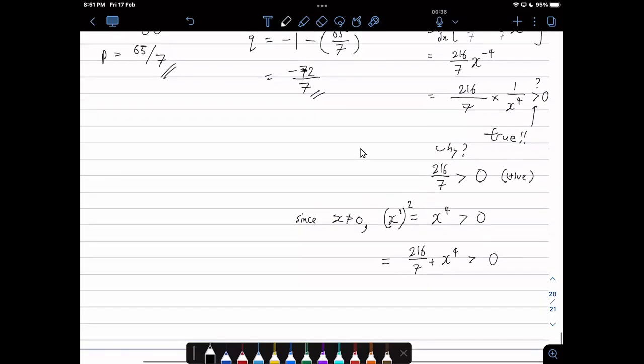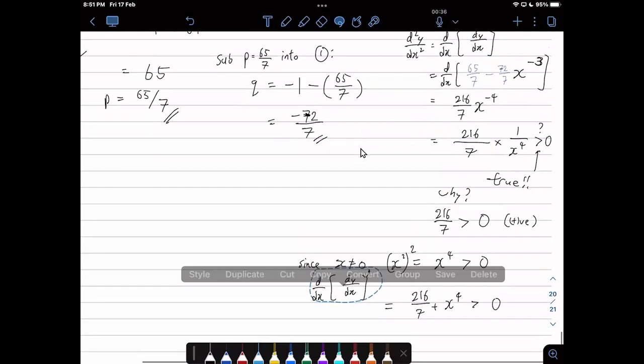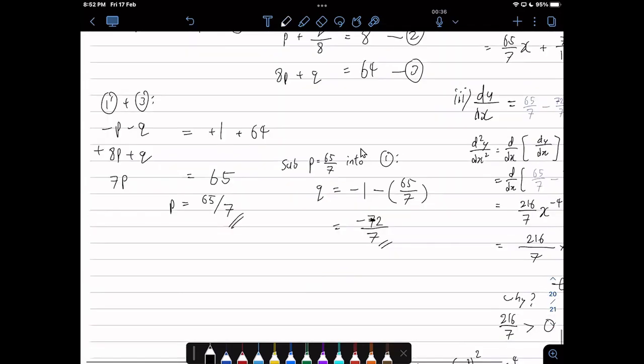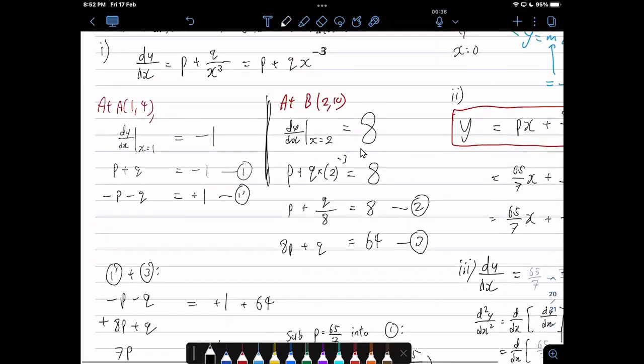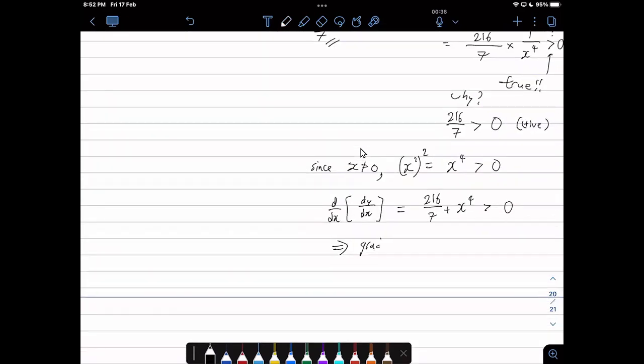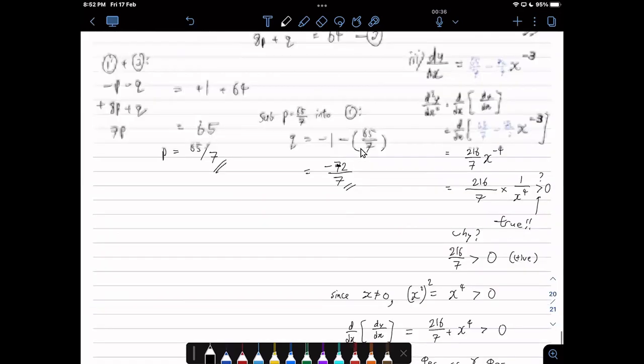Okay, then as a result, we have the derivative dy by dx equals to this guy, which is more than 0. This implies that we have shown, just answer the question. Repeat the question. Show that the gradient function increases as x increases. Just say gradient increases as x increases. Okay, that's all. Next question. Question 4 is done. Let's move on.